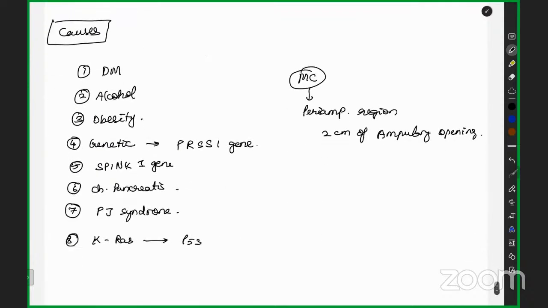And what is going to be the marker? This can be asked. The marker is going to be CA19-9. CA19-9 is the most important marker. And what is going to be the prognostic factor?